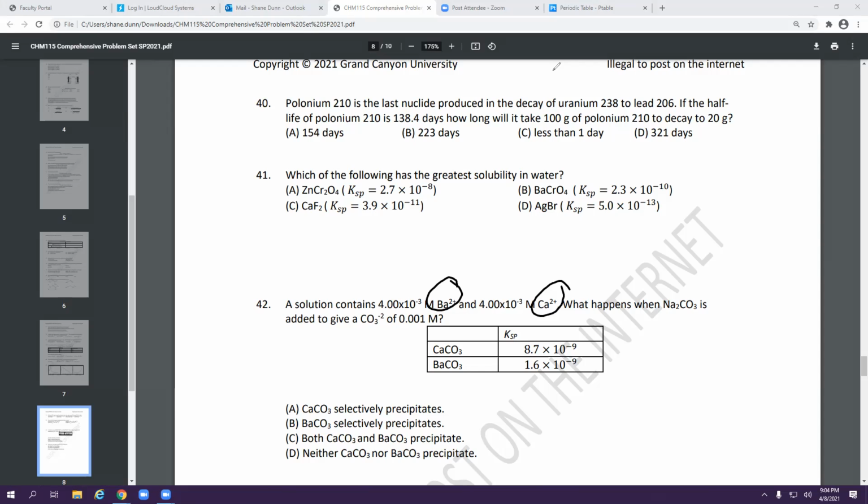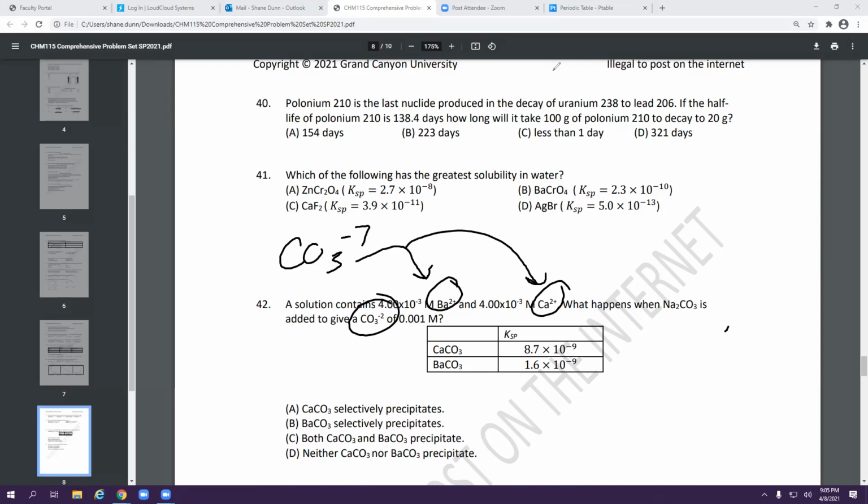Okay, so I'm adding barium with calcium, right? And they mix okay. What happens when I add this guy right here? When I add CO3, carbonate, it's going to react with one of these guys. Correct?